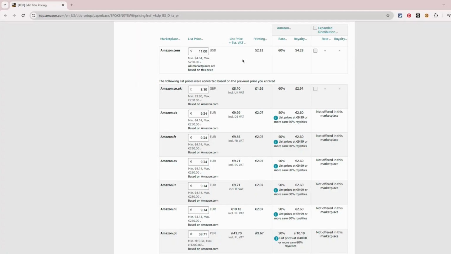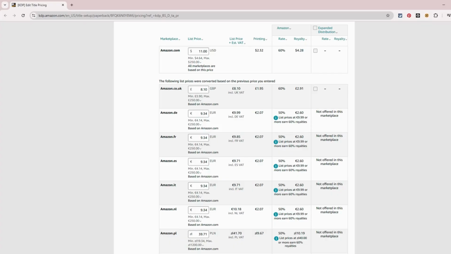Here's what I consider. 1. Printing cost. KDP shows you the printing cost so you can make sure your price covers it and still gives you a royalty. Smaller books with black and white interiors usually cost less to print, which means more potential profit. Second, royalty rate. KDP pays 60% of the list price minus printing cost. So if I set my price at $11 and the print cost is $2.32, I will earn about $4.28 per sale.